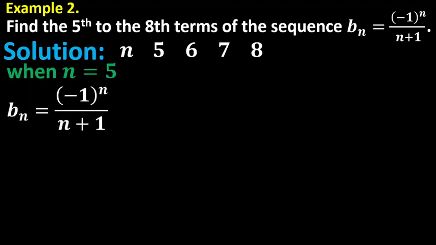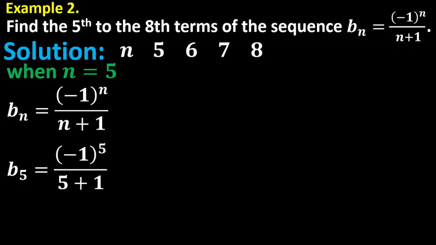Now, when n is equal to 5, yun na yung pang-5 mong term. Hahanapin mo na siya. Given the general term b sub n is equal to (-1)^n over n plus 1. So, step 1, napakadali. You have to substitute the value of n by 5, in which b sub n will become b sub 5, and raised to n will become raised to 5, and n plus 1 will become 5 plus 1. So, mag-start tayo dun sa (-1)^5.